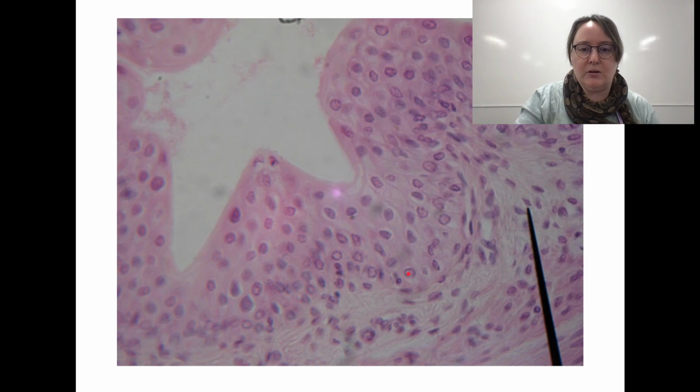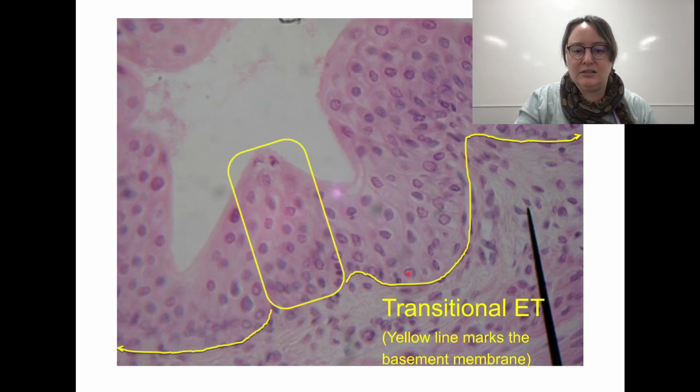Oh, hello. So what do you think these guys are? This is transitional epithelium. So here's the basement membrane right here. These guys are all over the place.